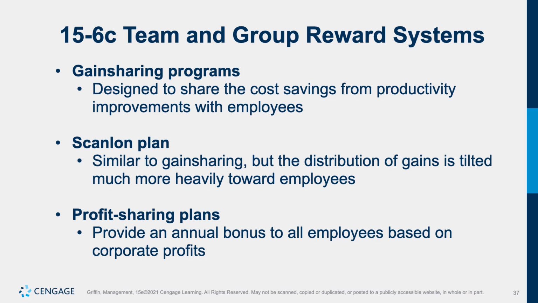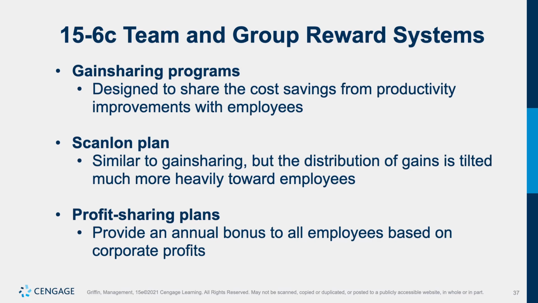So the Scanlon plan is similar to gain sharing, but the distribution of gains is tilted much more heavily towards the employees. Now there are other types of team and group rewards, right? In some cases, incentives are distributed at the team or group level based on existing salary of each employee, with incentive bonuses being given on a proportionate basis. In other settings, each member of the team or group receives the same incentive pay, right? Now, non-monetary rewards may be given at the team or group level as well.